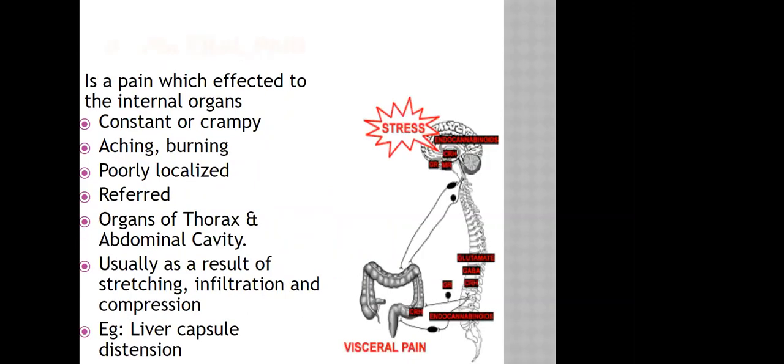So next we'll see visceral pain. Visceral pain is the pain which affects the internal organs such as the gallbladder, intestine, and kidney, damage of the muscle in the abdominal walls, acid indigestion, and infection of the digestive and renal system.